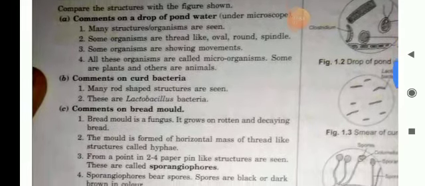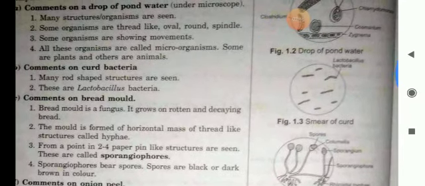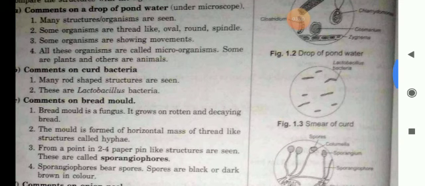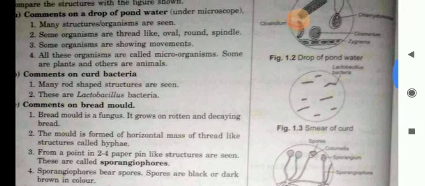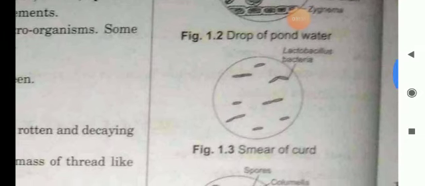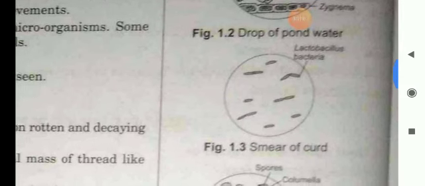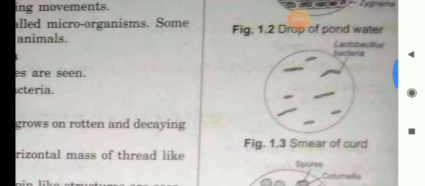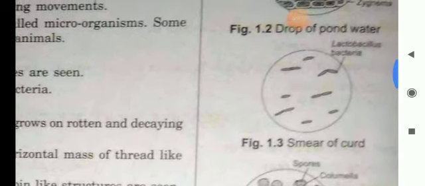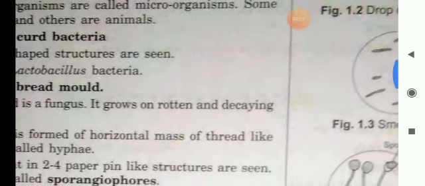Then second, curd bacteria. When we take a drop of curd on the slide and keep it under the microscope, then we can see many rod-shaped structures. See here in the figure again, rod-shaped structures can be seen under the microscope, and this is known as lactobacillus bacteria. As already you have read in the microorganism topic that curd is formed from lactobacillus bacteria. So it can be seen under the microscope.